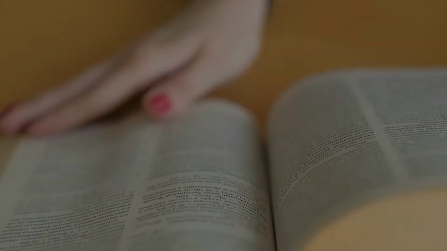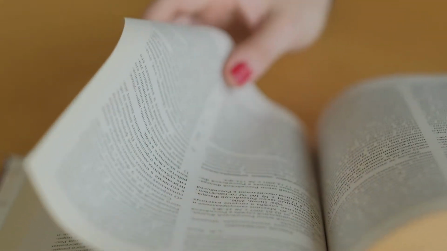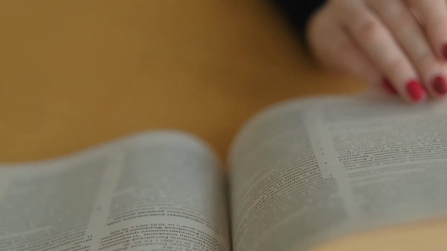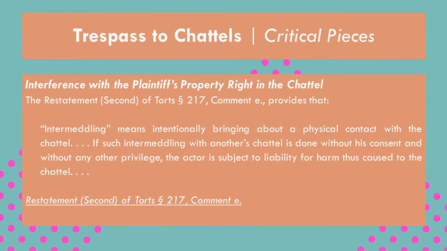The Restatement Second of Torts, Section 217, Comment E, gives some insight into this aspect of the tort. It provides that intermeddling means intentionally bringing about a physical contact with the chattel. If such intermeddling with another's chattel is done without his consent and without any other privilege, the actor is subject to liability for harm thus caused to the chattel.